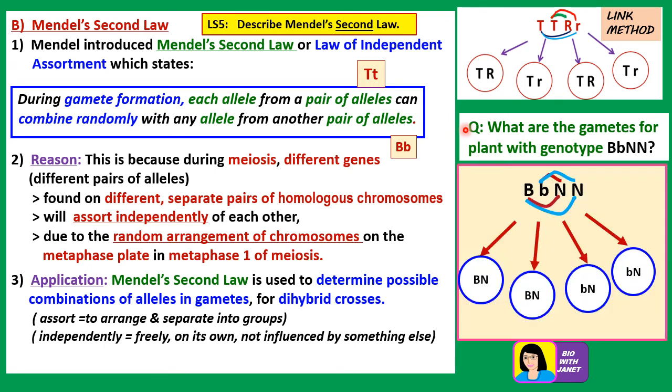Okay, let's write the answer. The gametes that you should get will be the gamete with alleles big B, big N, and the gamete with alleles small b, big N. There are only two types of gametes formed. Using Mendel's second law here, big B can combine with big N, and then big B with big N again, and then small b with big N, small b with big N again. So these are the two different types of gametes formed, with different combinations of alleles.